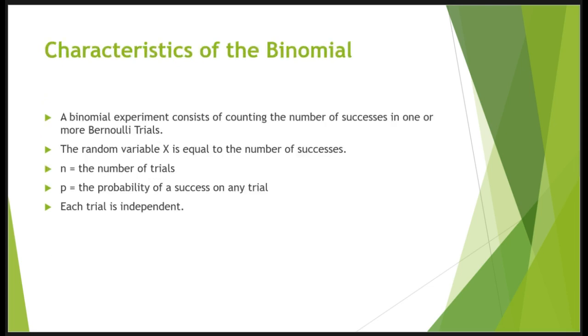Now let's take a look at the characteristics of a binomial. So first off, a binomial experiment consists of counting the number of successes in one or more Bernoulli trials. So they need to be Bernoulli trials. The random variable x is always equal to the number of successes. N is the number of trials. P is the probability of a success on any trial, and remember that each trial is independent.